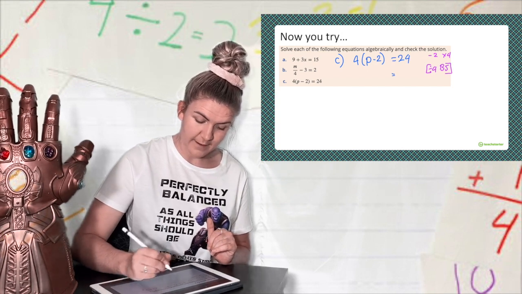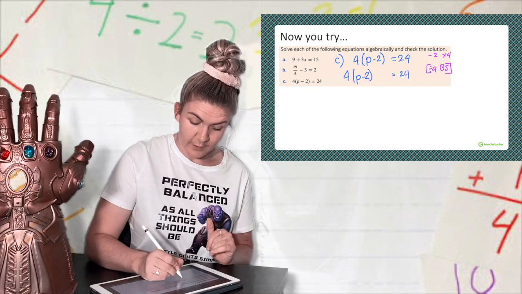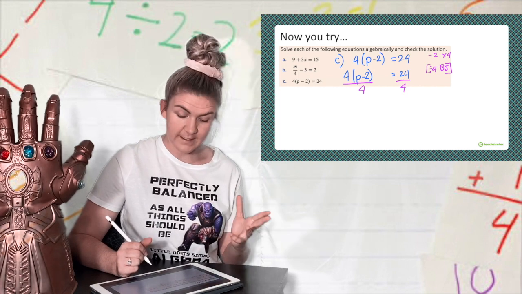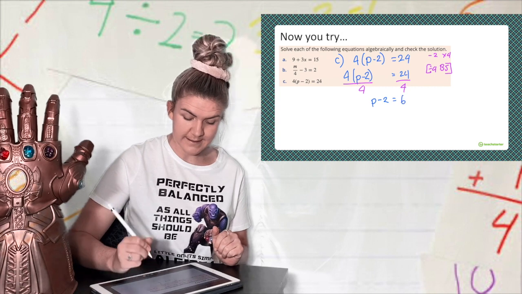Now I'm writing out my equation. Then I'm going to divide by 4 on both sides. 4 divided by 4 cancels. I'm left with p take 2. 24 divided by 4 is 6.